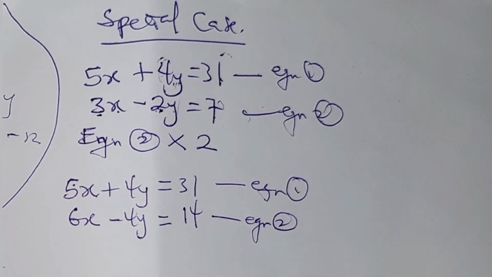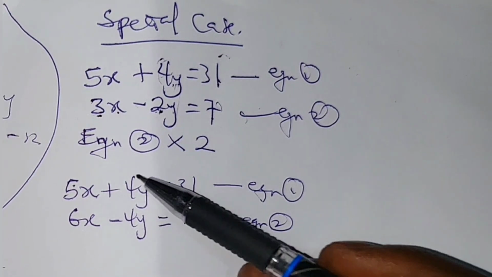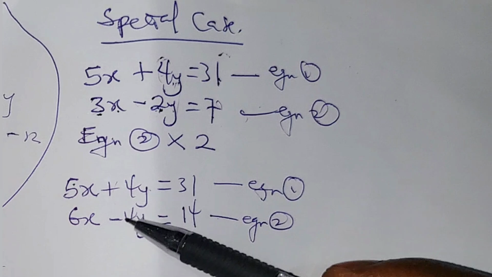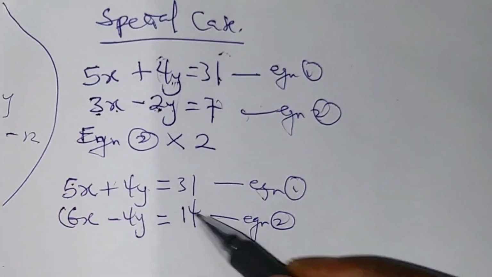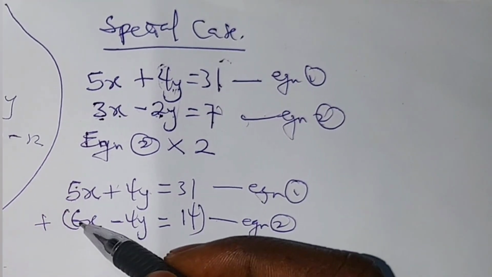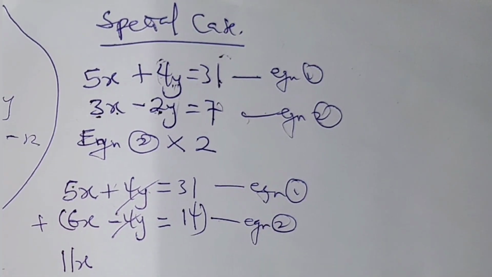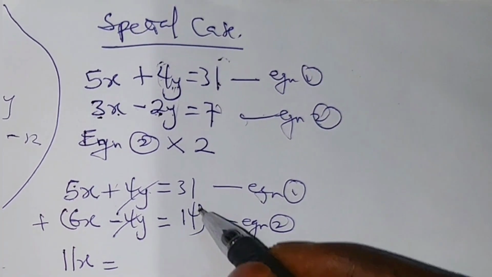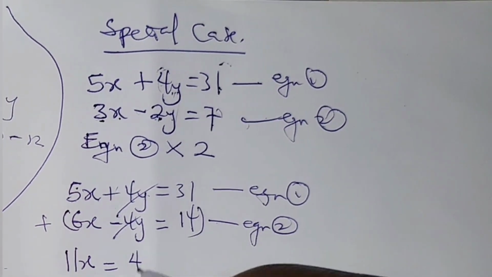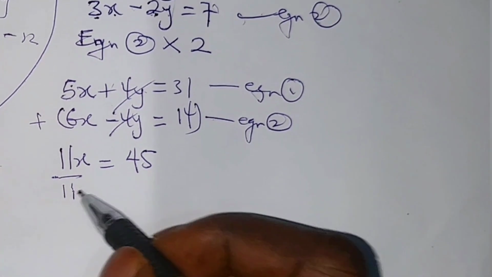Now from this point we can solve it easily because the coefficients of the y variable are the same, and the good thing is that they have opposite signs. Here is positive and here is negative, so we can just add them. When I add this and that, I get 11x. The 4y plus negative 4y gives me 0. And if I add this, I get 45. Now I'm just going to divide both sides by 11.